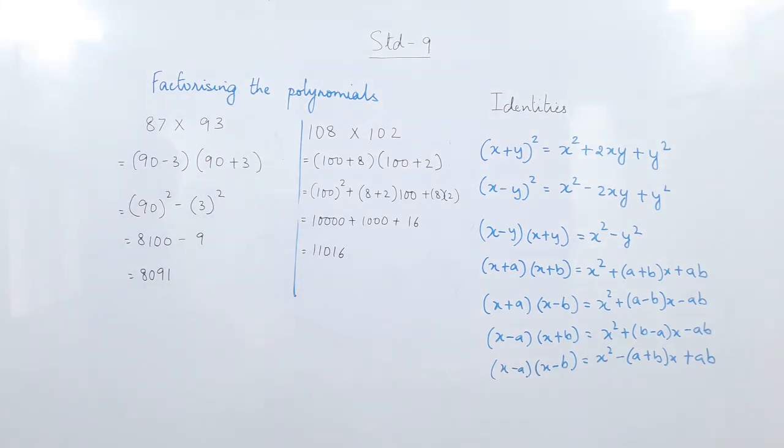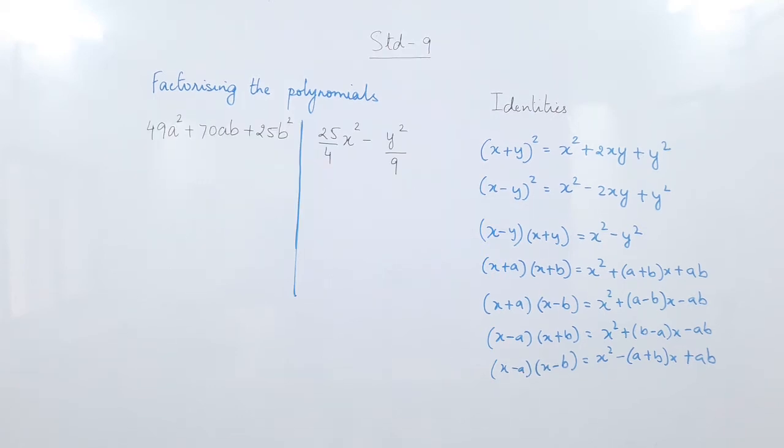So is it clear to you till here? What we have done? Learn the identities and done the practical work on the identities. Now let us see a few more sums. Okay, so we have got two sums on the board.